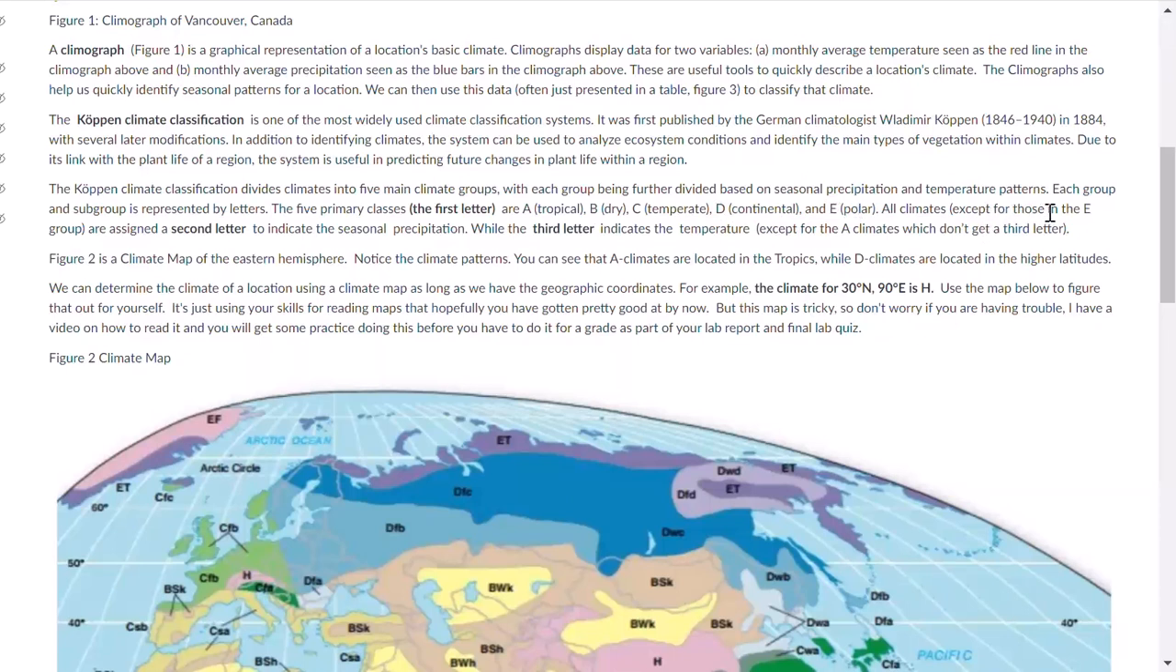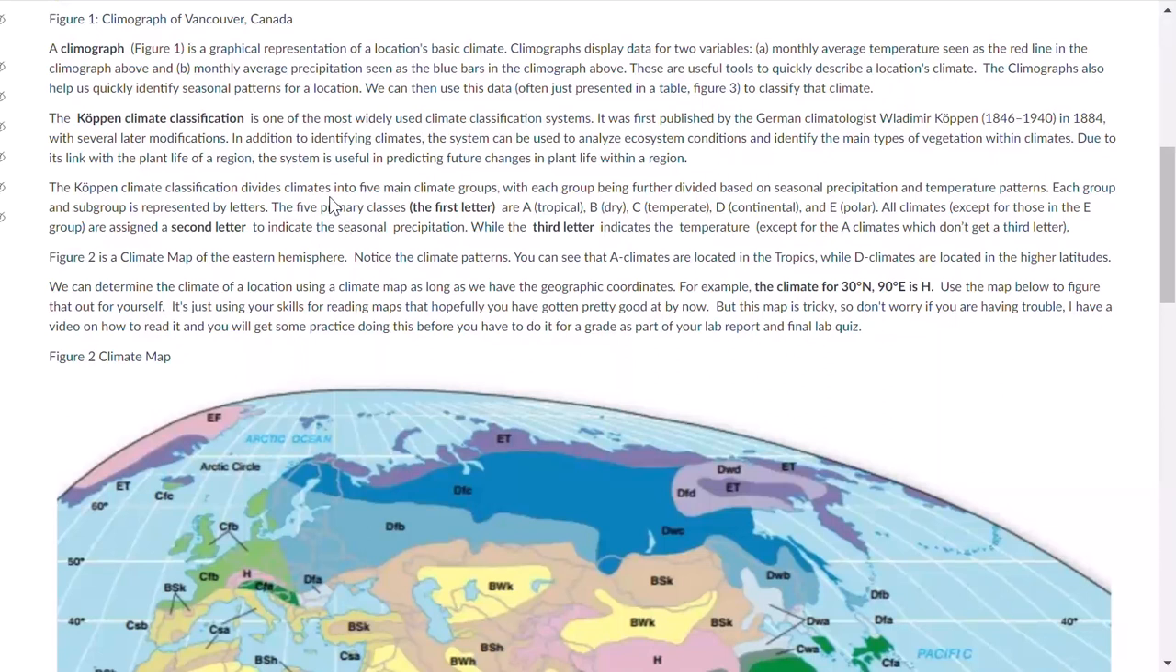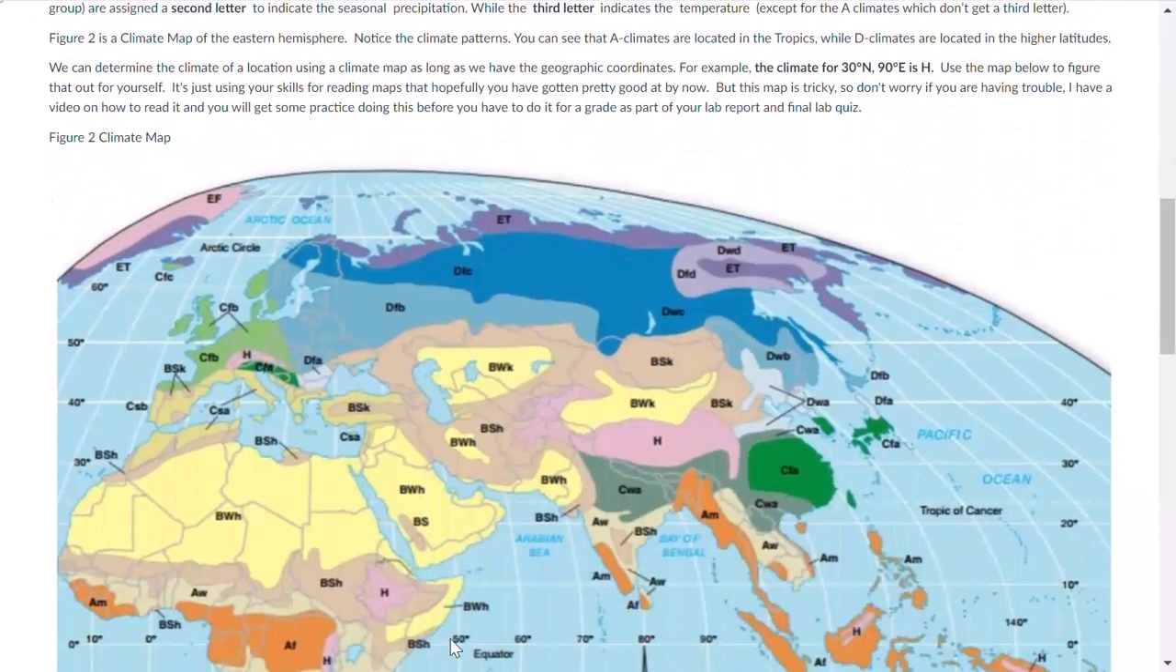All climates except for those in the E group are assigned a second letter. And this is going to help indicate the precipitation that exists in this region. There are also third letters that are going to indicate temperature. And so this is more or less the guide to breaking down the types of weather and climate classifications that we can find on a map.